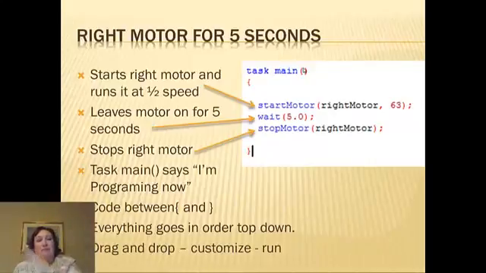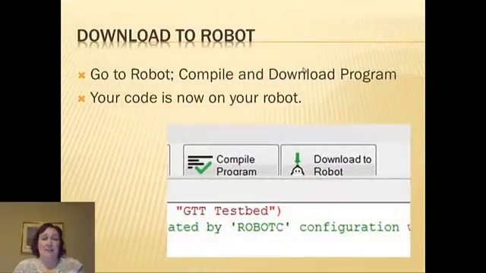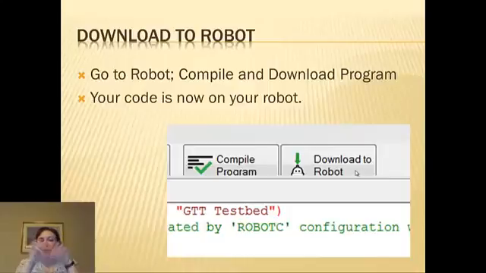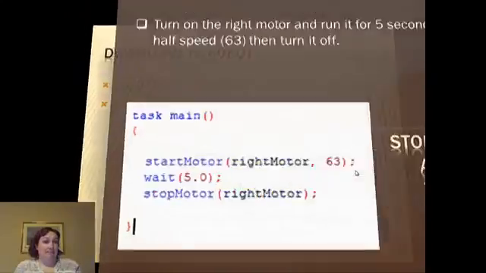So you drag and drop, you customize it, and then you run it. It's very simple. Once you get your code typed up, you're going to download it to your robot. In this case, with the new robot, there's actually a little button with a little robot head. Very cute. Click it. It says download to robot. And it downloads to robot, and now your code is on that Cortex, and you can now run it.